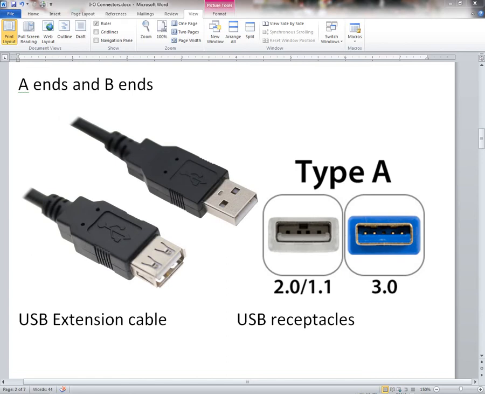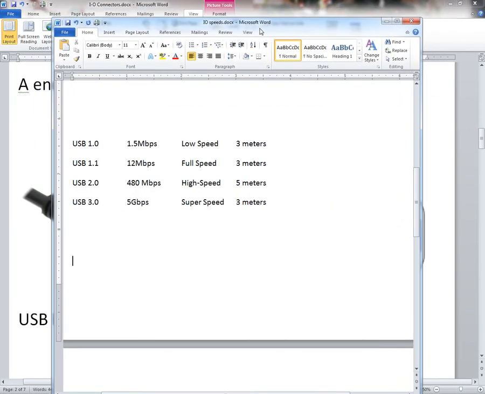So 3.0 operates at 5 gigabits per second. It's known as super speed. And cable length is back down to 3 meters. And the reason for that is because you're pushing so much more data over the wires. And so they had to lower the cable length in order to keep from having attenuation problems. Attenuation is weakening of the signal.